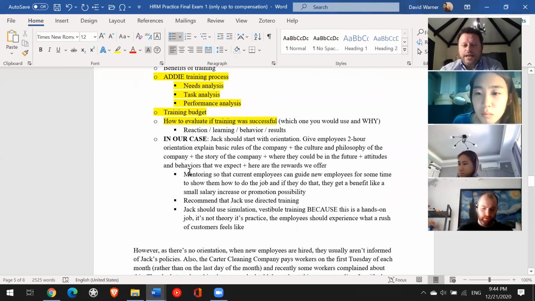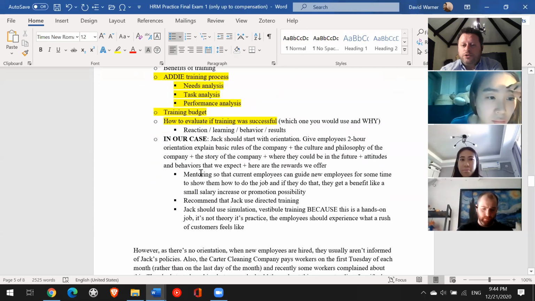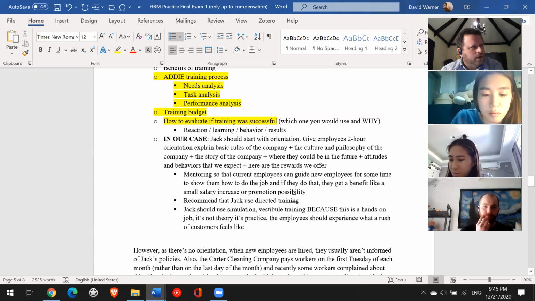And as we said today, you can't just say you need to train them. You need to give me some thoughts. Mentoring is possible, coaching, or who's the other one? Coaching or consulting, maybe? I forget the word. Or vestibule training, simulations, directed training. I mean, all these things.